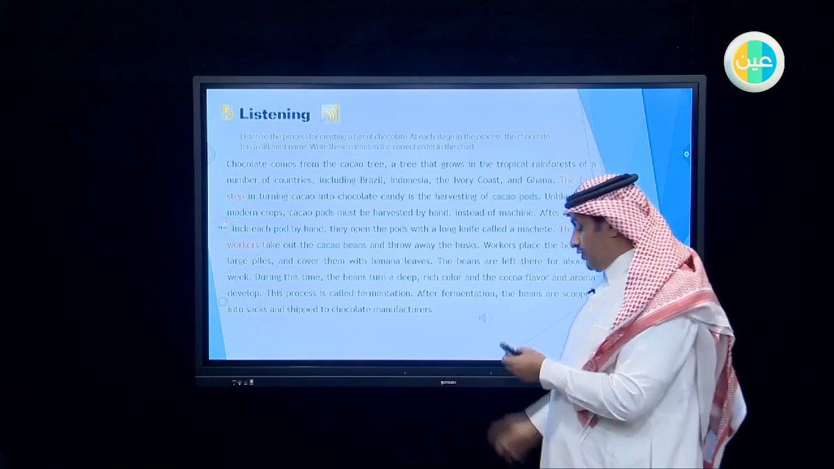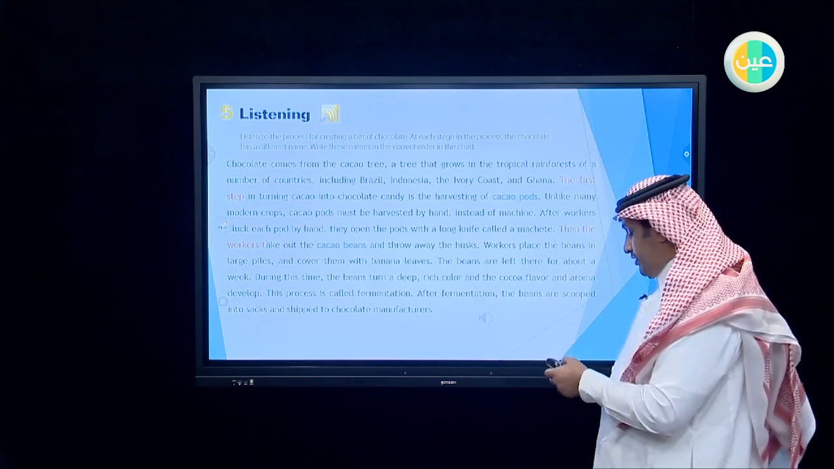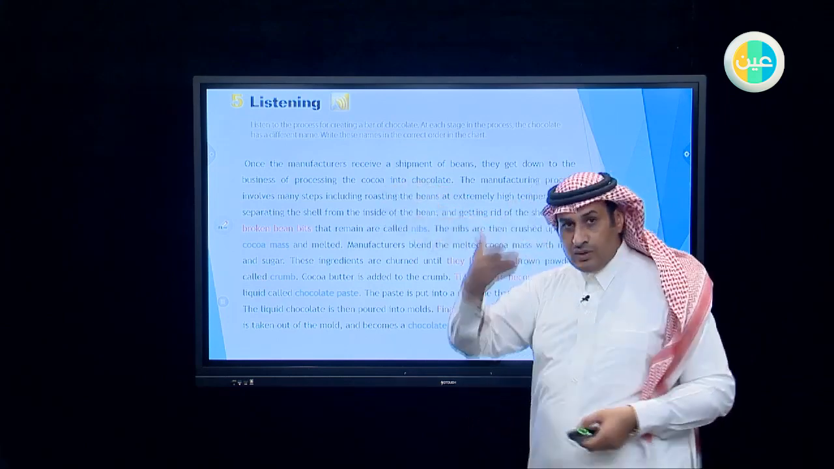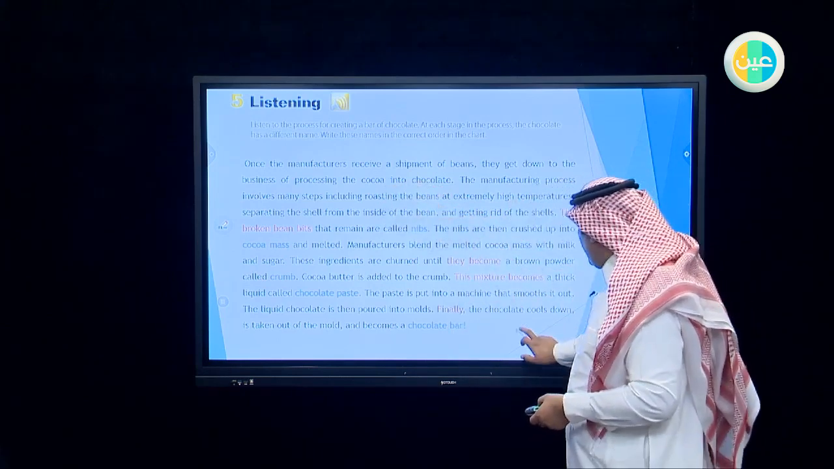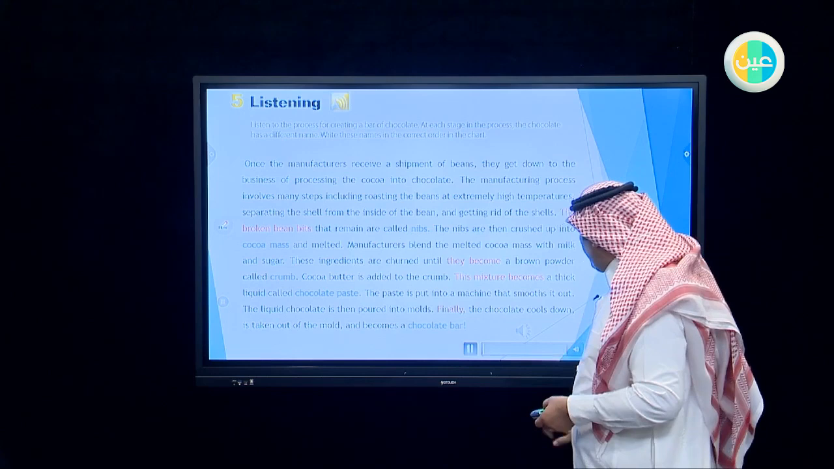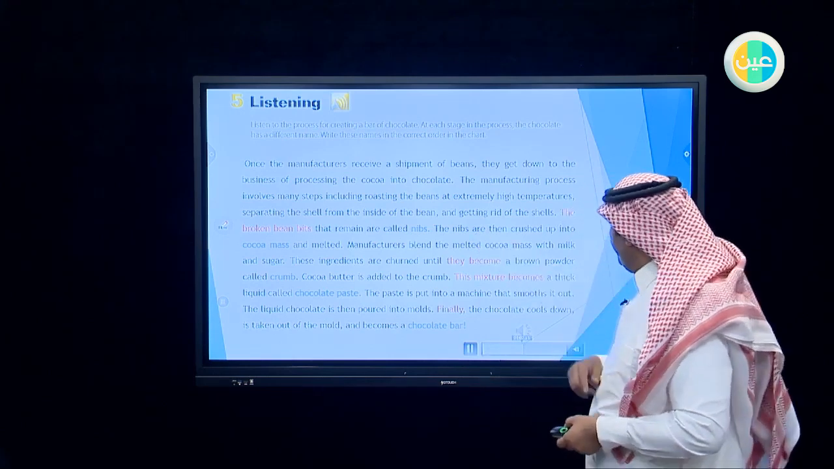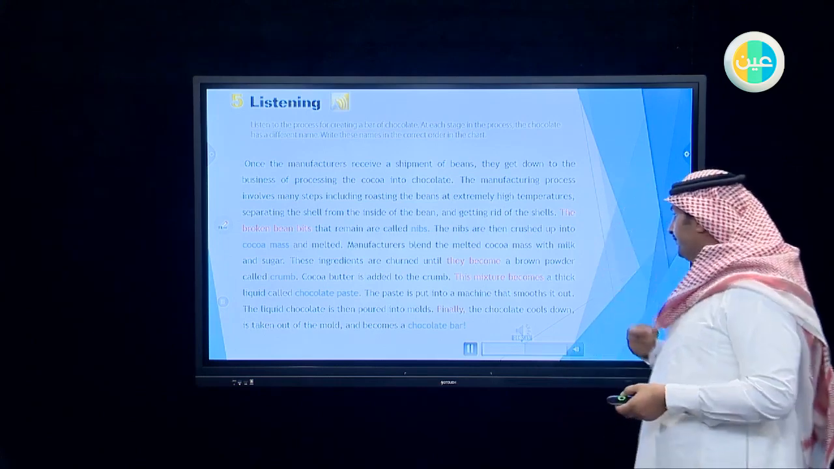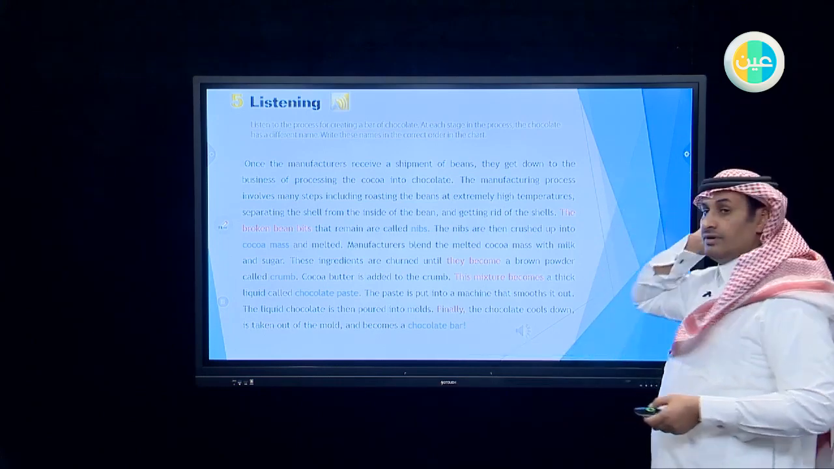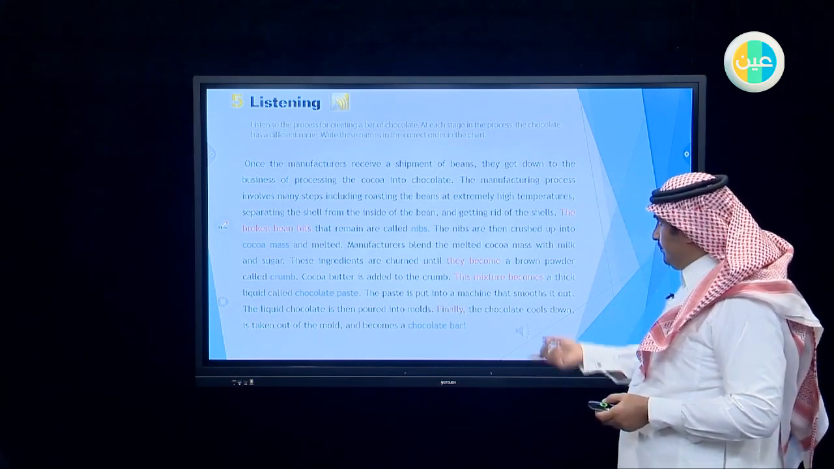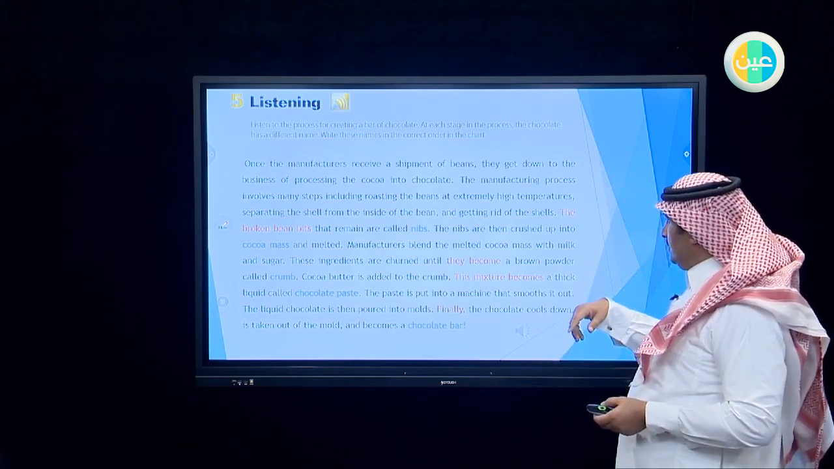Okay, we have to go to the second slide, which is also about page 59, the continuation of the manufacturing of chocolate. Here the color and the cocoa flavor and aroma develop. Yes, this process is called fermentation. After fermentation, the beans are scooped into sacks and shipped to chocolate manufacturers.